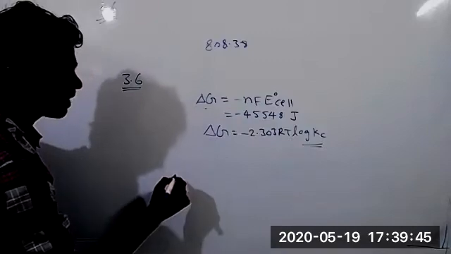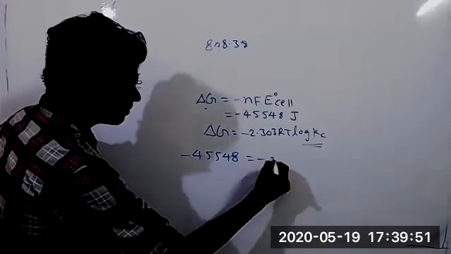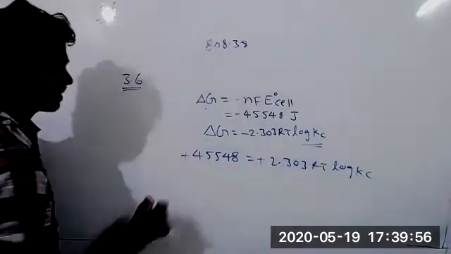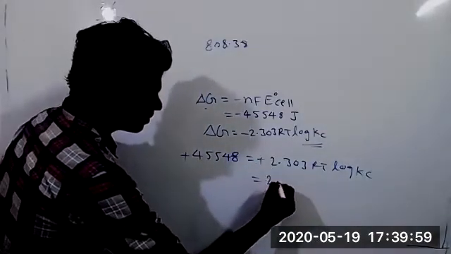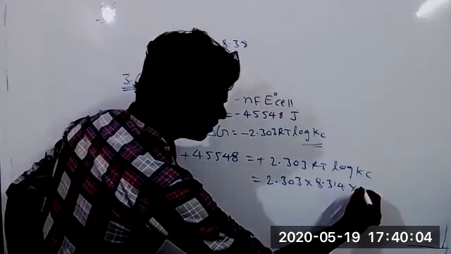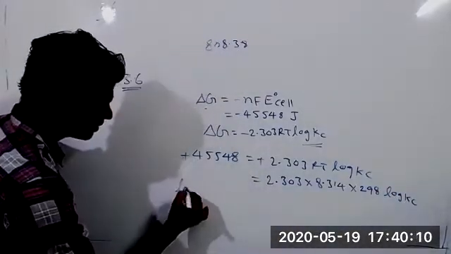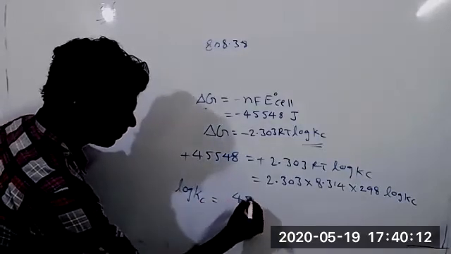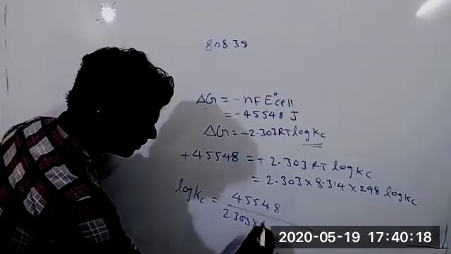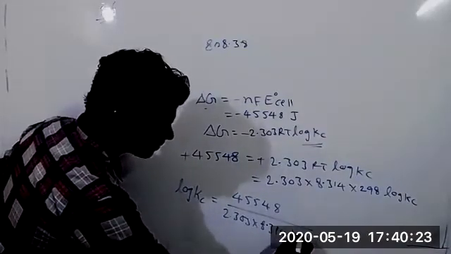This is in joules, minus 45,548. Delta G equals minus 2.303 RT log Kc. So 2.303 into R value 8.314 into T value 298 log Kc. So log Kc is equal to 45548 divided by 2.303 into 8.314 into 298. Now calculate this value.